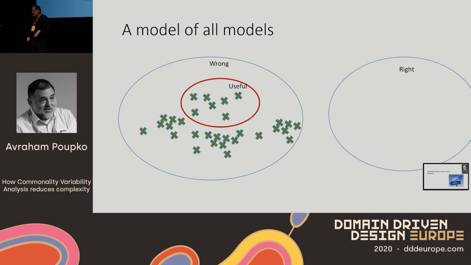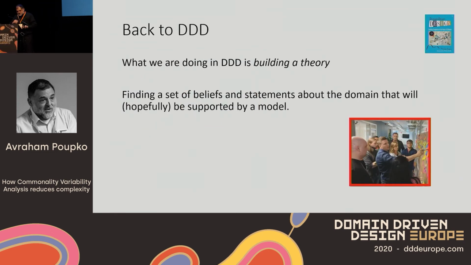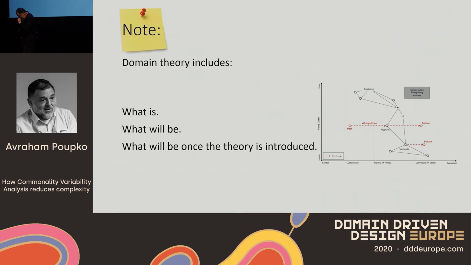So that's the example of the difference between model and theory. We'll have some more examples later. So back to DDD. What we're doing in DDD, once again, is building a theory. We're trying to get a collection of statements and beliefs about the world that will hopefully be supported by a model. Okay. By the way, one note I want to make about Wardley maps.